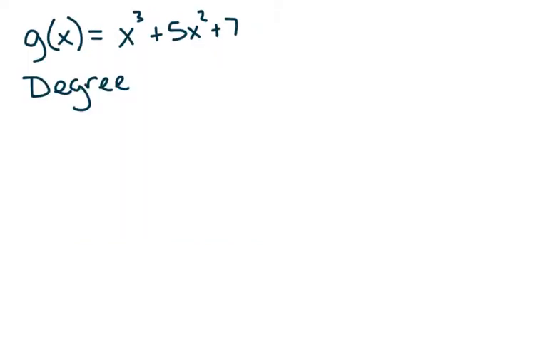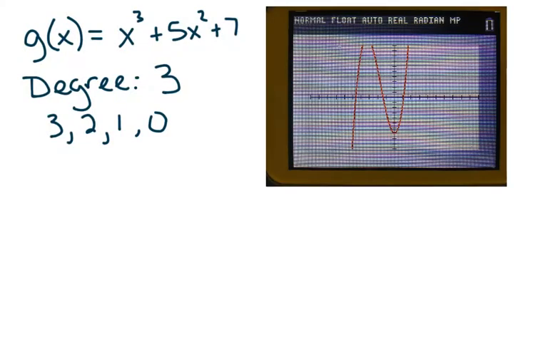Here is g of x equal x cubed plus 5x squared plus 7. The degree is 3. So I could have either 3 real zeros, 2 real zeros, 1 real zero, or no real zeros. Okay, so let's look at its picture. So here is our graph. We have 1, 2, 3 zeros. Again, that's the maximum. There's no way this graph could move so that it crosses the x-axis 4 times.